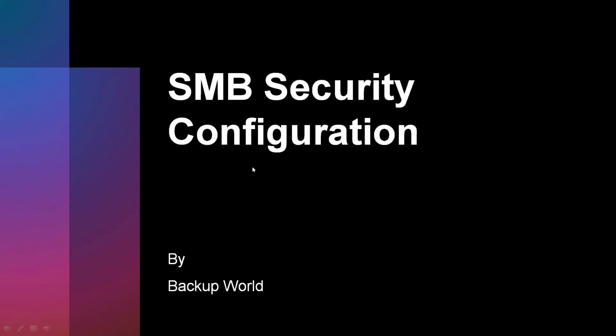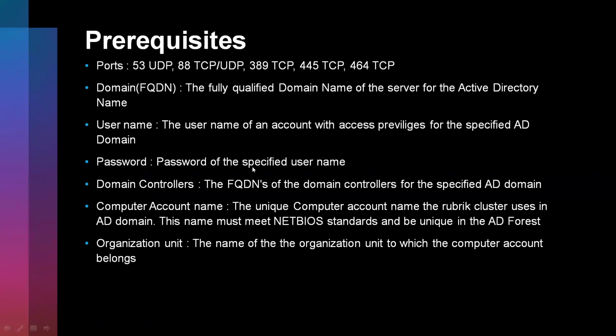The prerequisites for SMB security configuration: we need port 53 UDP, 88 TCP and UDP, 389 TCP, 445 TCP, and 464 TCP open between the Rubrik cluster and the Active Directory servers.